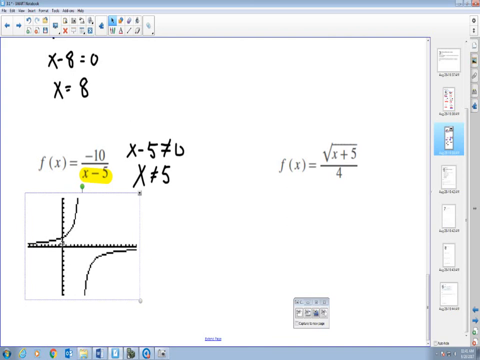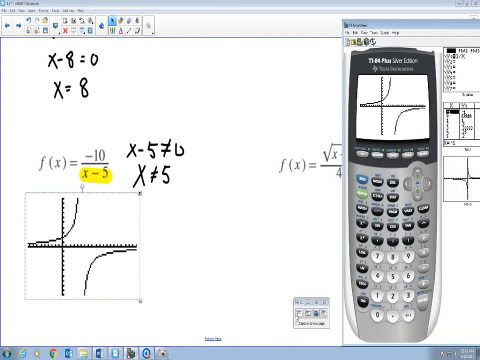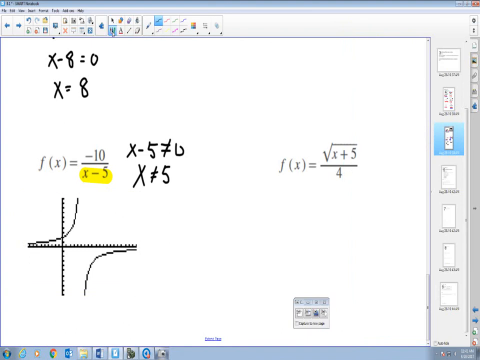Again, my function is divided up into two parts. If I go to my table, it will show that x cannot equal 5. The y value shows an error. So this side keeps on going left, this side keeps on going right. So my domain has to be from negative infinity all the way to 5, but I cannot include 5, union, on the other side, 5 keeps on going to infinity.